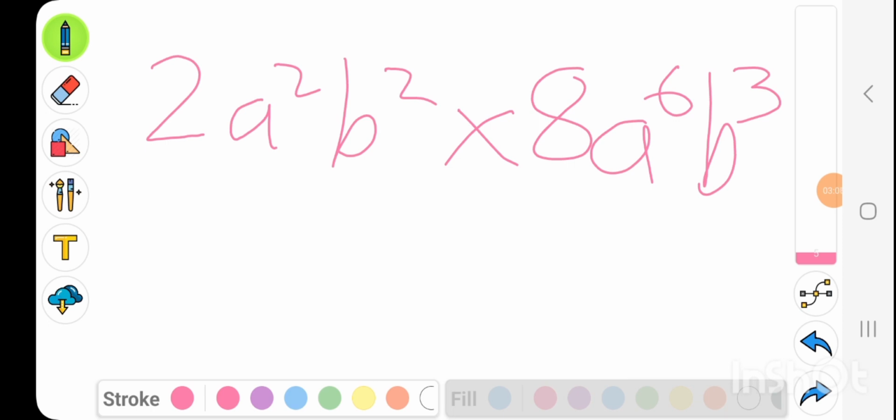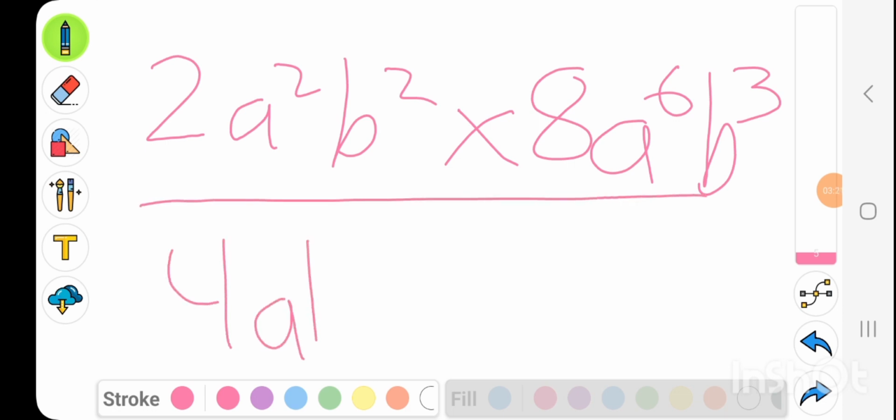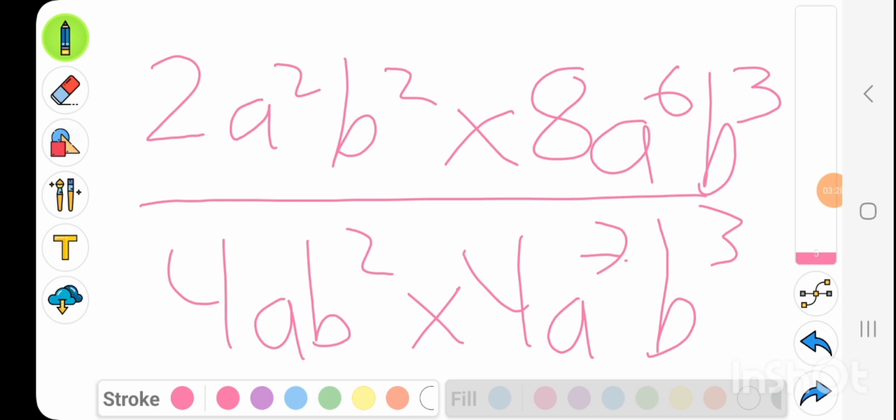So it's basically 2a squared b squared times 8a to the power of 6 b to the power of 3. All right. So now we've got to do the denominator. The denominator is really simple, guys. You don't have to simplify it, but you still have to multiply it. So that's 1, that's also 1, that's also 1. So it's 4 to the power of 1, a to the power of 1, b squared times 4 to the power of 1, a to the power of 7, b cubed.